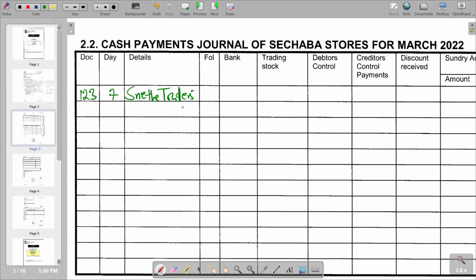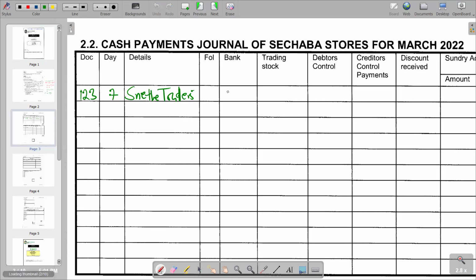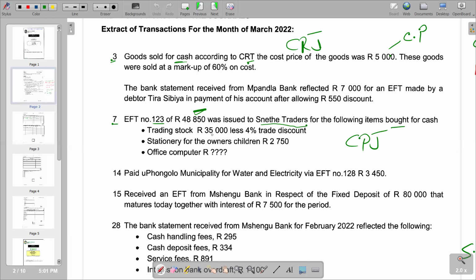So that's what we have. And then the total amount that we are given there is 48,850. So we come here, we say 48,850. Then we are supposed to break down the 48,850. Inside the 48,850, there's trading stock of 35,000 less 4% discount. So we are supposed to calculate the value after discount.